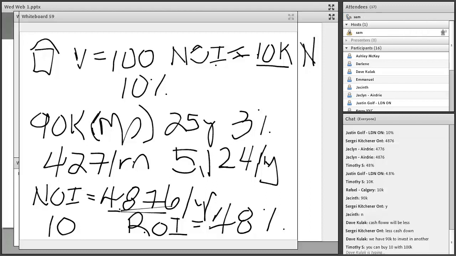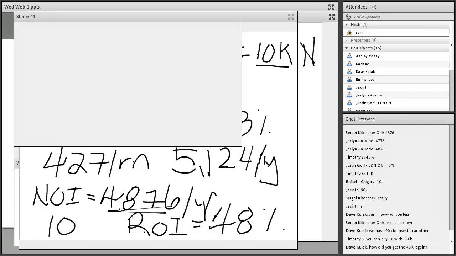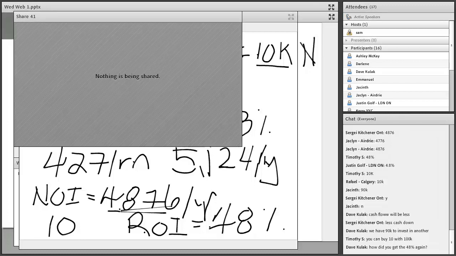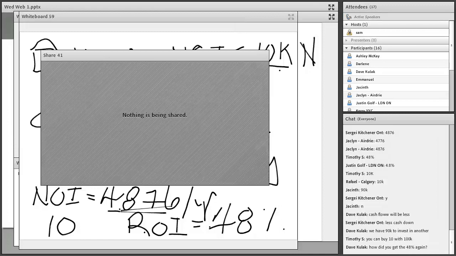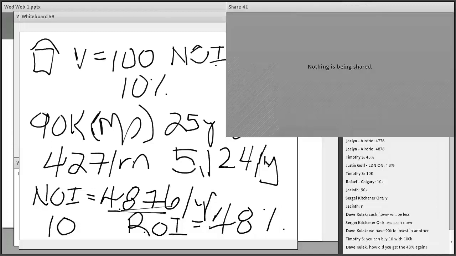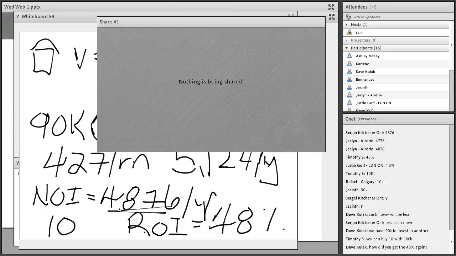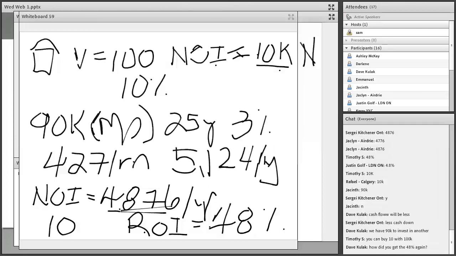So if we do this 10 times and we're making 48% on each one of them, what does that same 100,000 give us in cash? No worries, Dave. Let's look. Here, let me move this for a sec. Okay, let me move this. Actually, you know what? Let's do this. Let's hide it. Okay. The reason it's 48%, Dave, is because we mortgaged 90.